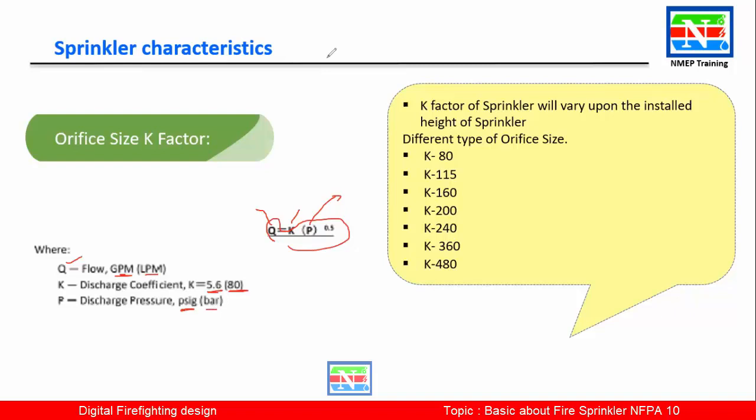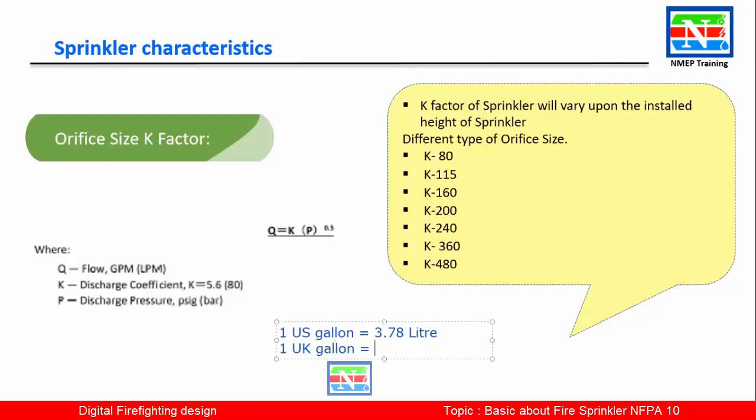Similarly, if you maintain gallon, the pressure unit is PSI, and with LPM, it is in bar. So anyone knows what is the conversion between all this? 1 gallon is how much? It is equal to 3.78 liters. We have US gallon, we are mostly following US gallon. Even we have UK gallon, that is 1 UK gallon equal to 4.2 liters. But we don't use this UK gallon. We mostly use US gallon.